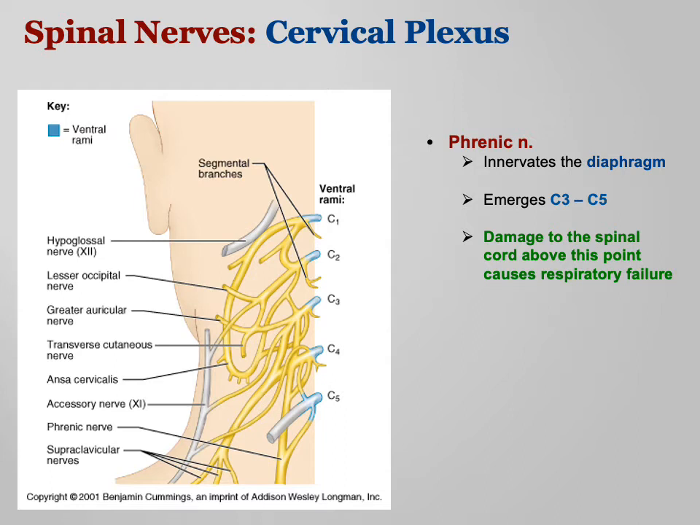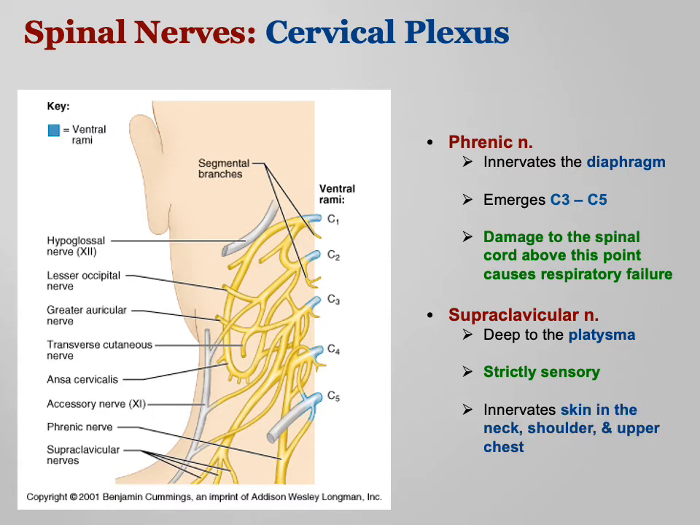But the phrenic nerve is one nerve that comes out of the cervical plexus. Another is the supraclavicular. Supra, again, means above. Clavicular, so where do you find the supraclavicular nerve? You find it above the clavicle, all right? It runs right underneath platysma, that big muscle, and it's a strictly sensory nerve. Remember, we said that most nerves are both sensory and motor. Well, here's one that's only sensory. So what it does is it innervates the skin in the neck, shoulder, and upper chest.